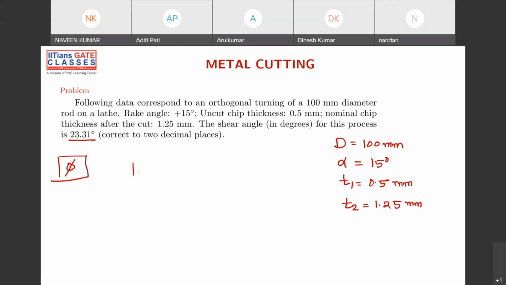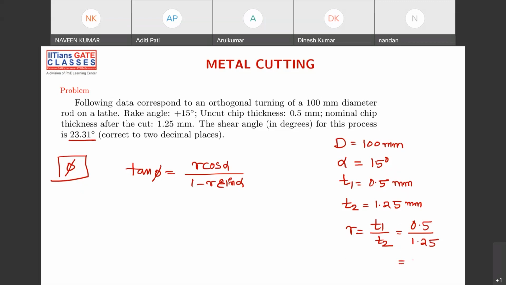This is the formula: tan phi is equal to r cos alpha divided by 1 minus r sin alpha. We'll be deriving all this, what the shear angle is, and what r is. r is nothing but the chip thickness ratio, given by t1 by t2, the uncut chip thickness by the cut chip thickness. That is 0.5 divided by 1.25. How much is this? It is 0.4.